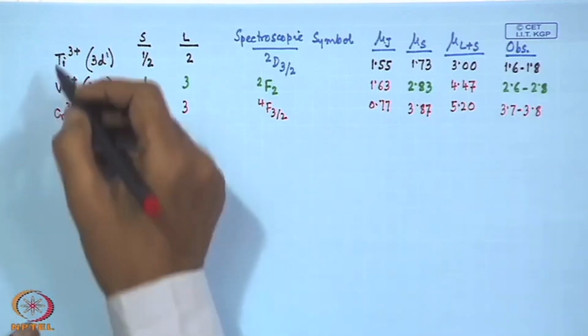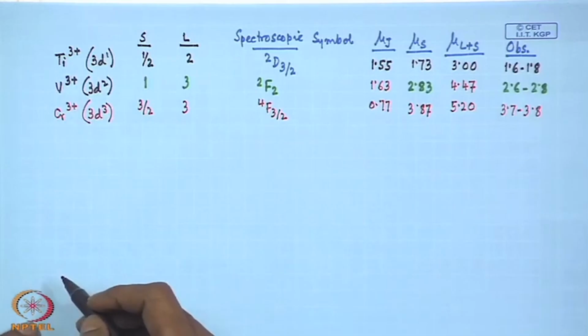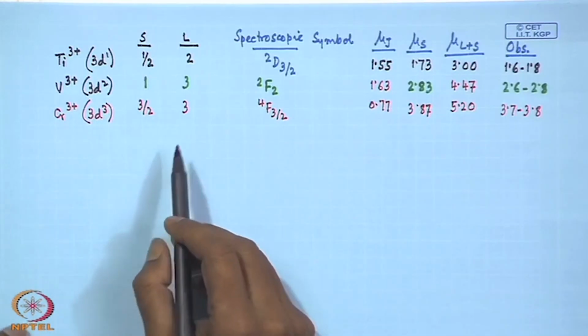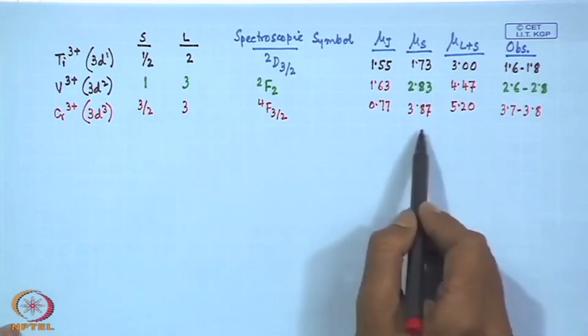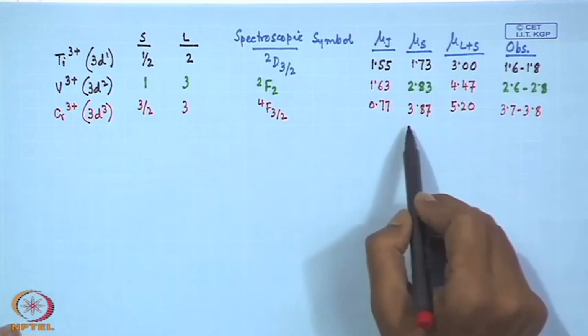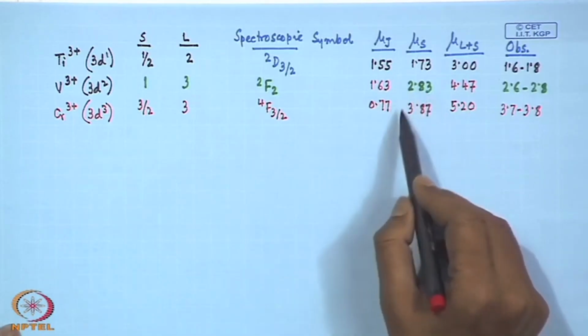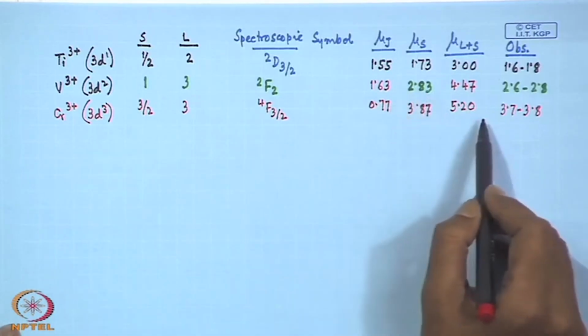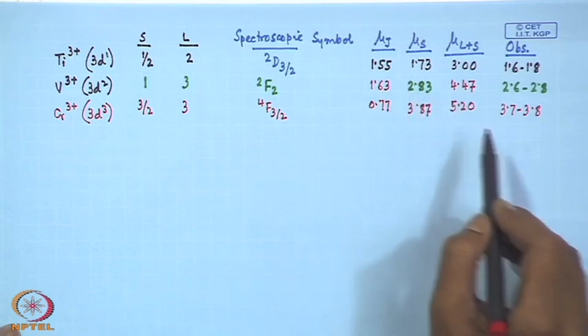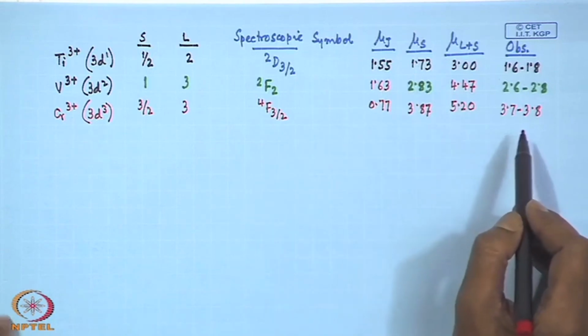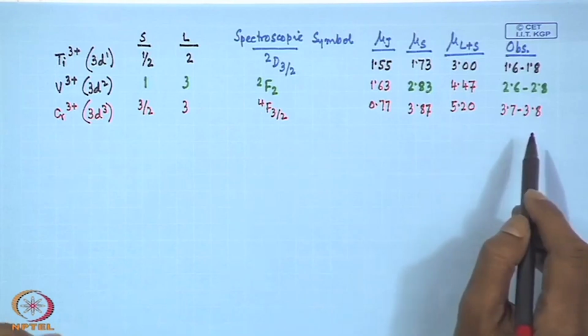So when we continue and fill up the entire table in our next class, we'll find that there will be some values where the mu spin only is not the exact value, but it can have a value close to mu L plus S. That means it can have the corresponding orbital contribution towards the magnetic moment.